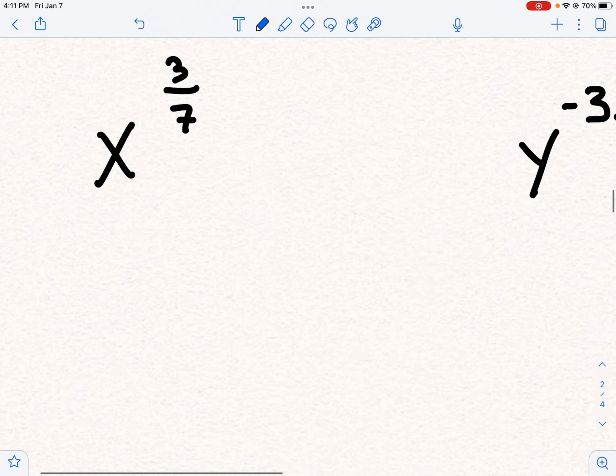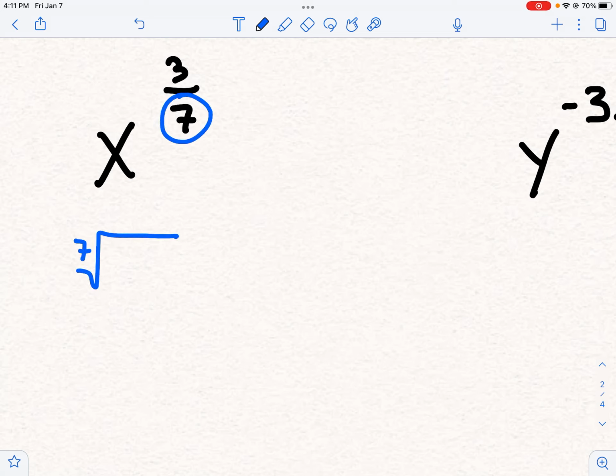All right, next round, we're going to deal with stuff that involves some variables. This guy here on the left, there's not really too much to it. All I'm going to do is apply that same rule again. Let's make that our index. Let's make this our exponent. And let's make our base 7.